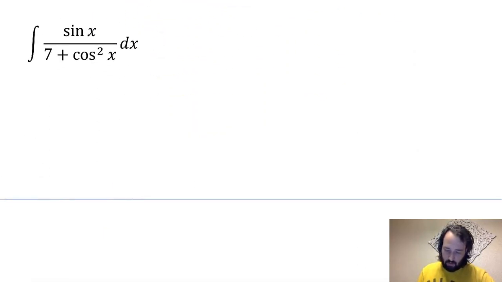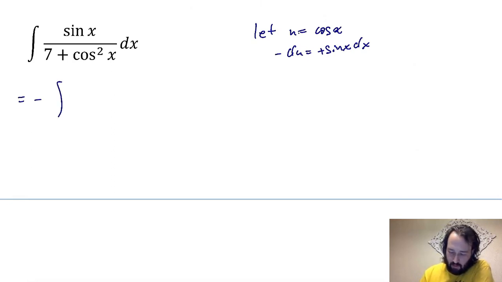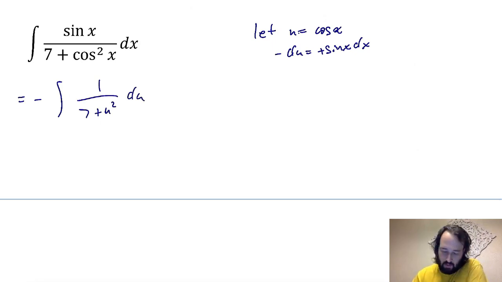All right, this one's a little bit interesting. I kind of like it, but it's really easy to see the u. So if I let u be cosine of x, then du would be negative sine of x dx. So really all I need to do is something with that negative up front. So I'm going to move it over, make that a positive, so that's a negative du. So this comes out negative the integral of 1 over 7 plus u squared du. So then notice, this is still a squared.